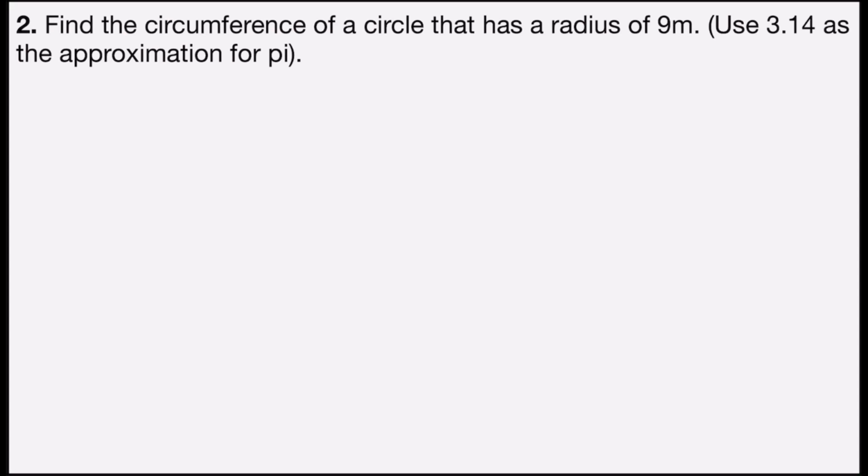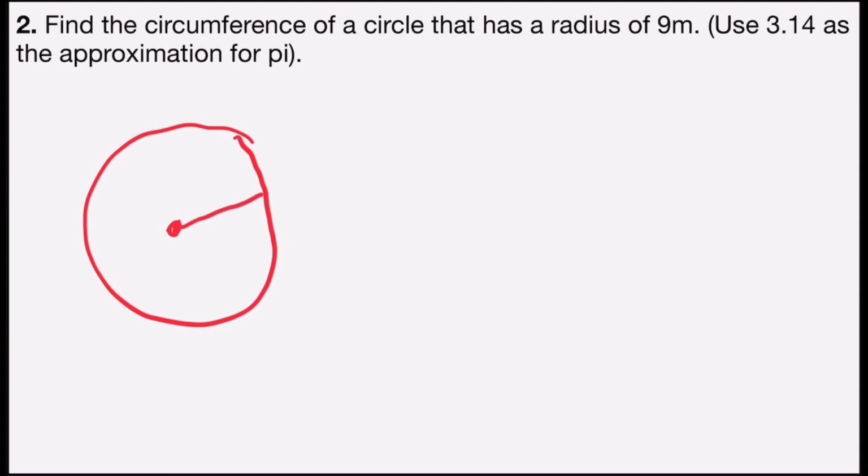Problem number 2 says find the circumference of a circle that has a radius of 9 meters. And we're going to use 3.14 as the approximation for pi. So I can draw a picture to help visualize this. I'm going to have a circle, and it's going to have a radius of 9 meters. Remember, the radius is the distance from the center to the outside edge, and that's going to be 9 meters. I want to find the circumference.